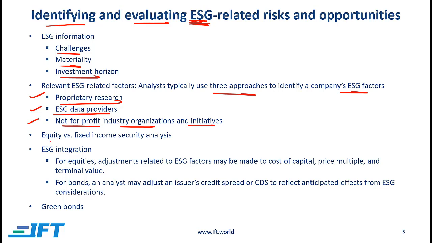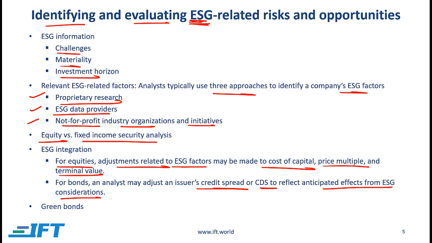There is a difference in how equity analysts deal with ESG information versus how fixed income analysts deal with ESG information. Equity analysts focus on both potential opportunities as well as risk, whereas fixed income analysts are more focused on mitigating downside risk. They do not worry about potential opportunities as much. For equities, adjustments related to ESG factors may be made to cost of capital, price multiple, and terminal value. For bonds, an analyst may adjust an issuer's credit spread or CDS to reflect anticipated effects from ESG considerations.